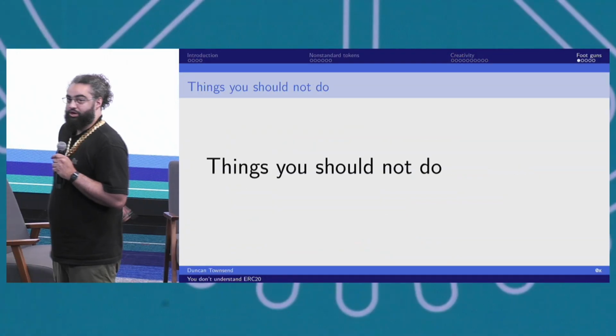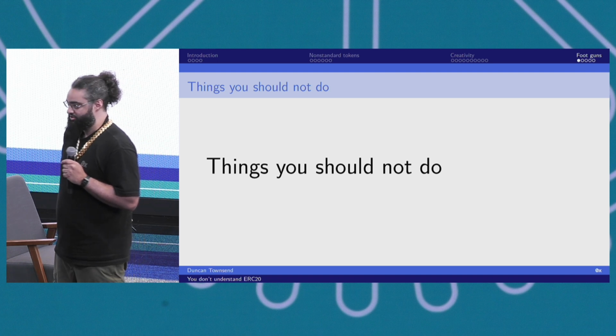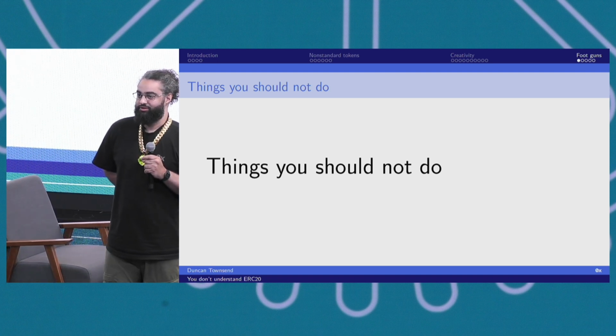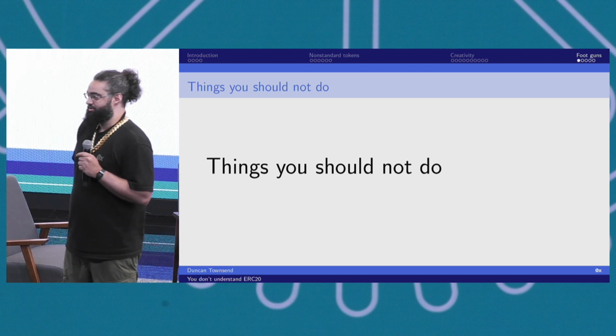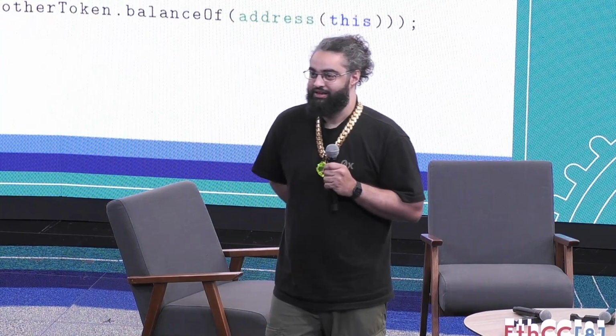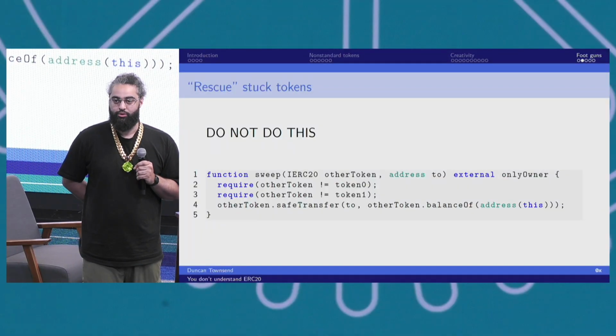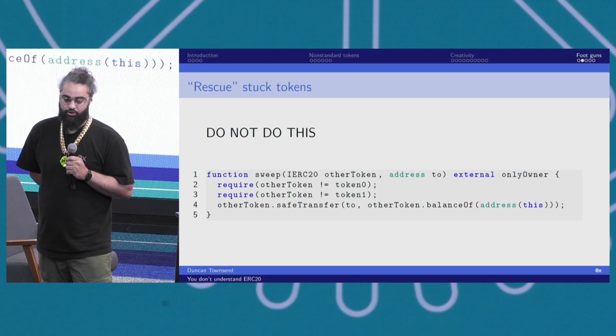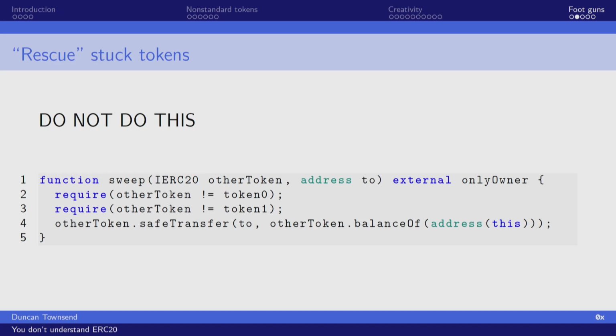Okay, so we talked about tokens, we talked about non-standard tokens, we talked about token extensions. What should you not do as a token developer or as a DeFi developer? First of all, don't do this. Some tokens might have more than one address. And so if, for example, your token 0 has 2 addresses, well, I just pass the second address into this function, and then I rug you. So don't do this.